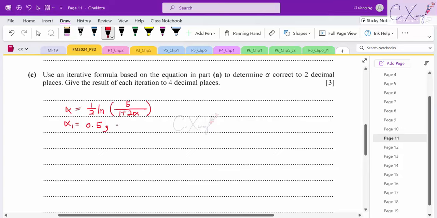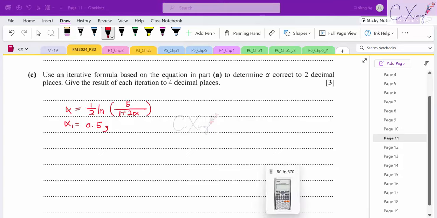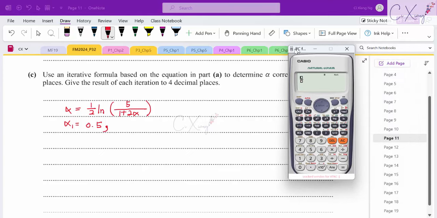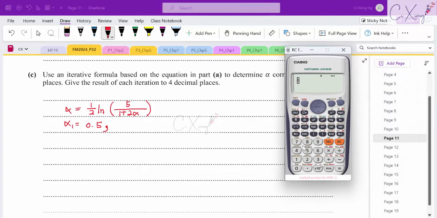Then I need to key in the formula for the right hand side, the iterative formula, on the calculator. So what will it be? Let us have a look. Half, then on top you're having ln, then bracket, fraction 5 over 1 plus 2 alpha. For the alpha, I'll put it as x. Then close bracket. The bottom part, I should be having a 2. So we are keying in the iterative formula on the right hand side only.